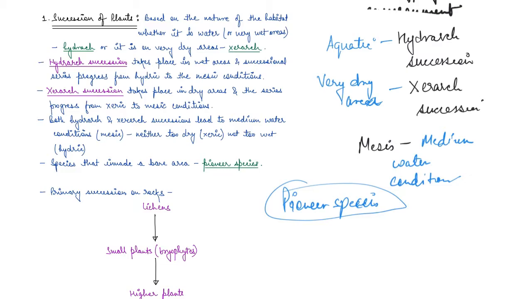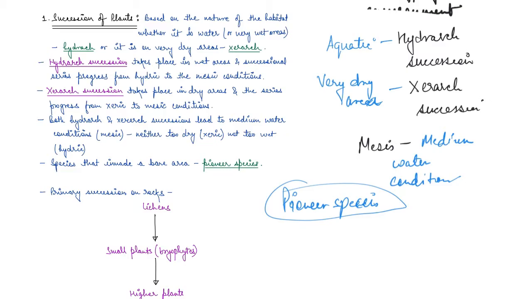Now, the climax community remains stable as long as the environment remains unchanged. Since the environment is now stable, the forest community, because that is the climax community, will be stable for years, right? Now, with time, xerophytic habitat gets converted to mesophytic habitat. So basically, a habitat where water is very, very less ultimately gets converted to a medium water ecosystem, right?